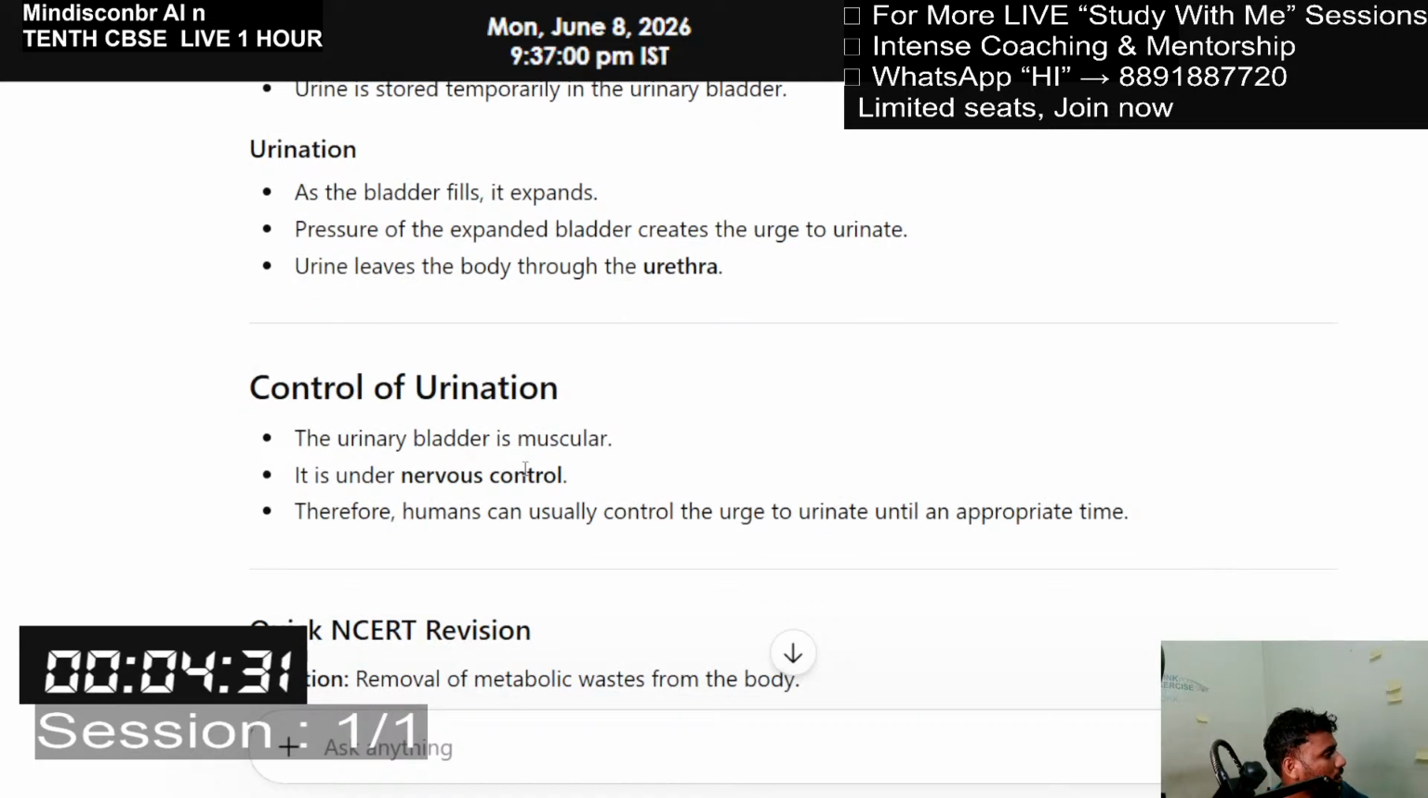Control of urination. The urinary bladder is muscular, and it is under nervous control. Therefore, humans can usually control the urge to urinate until an appropriate time. Up to a particular time, if you have the urge, you can control it. But after that appropriate time, it is not possible to hold.